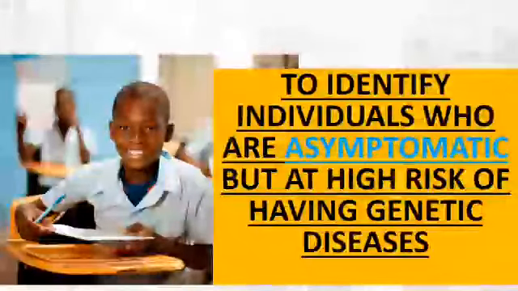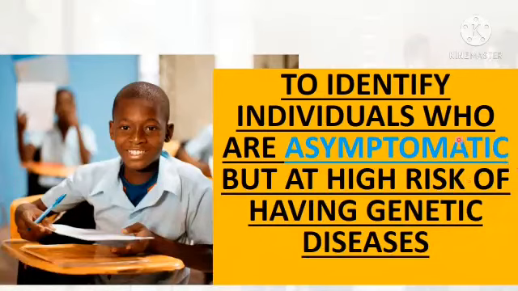The fourth practical application is to identify individuals who are asymptomatic but at high risk of having genetic diseases. The patient may look very healthy and happy. The patient is usually asymptomatic, but he may be at high risk of having a genetic disease. So we have to identify such individuals who are asymptomatic but more prone to genetic conditions.